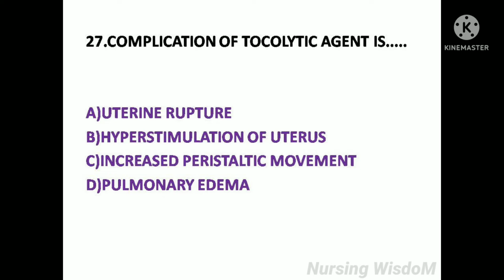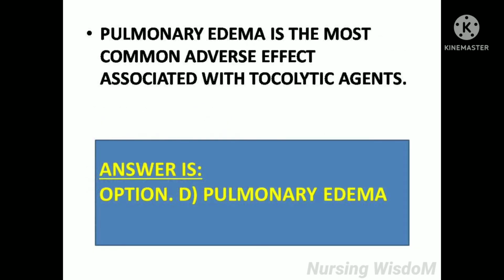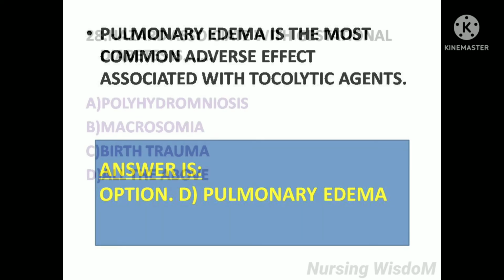Complication of tocolytic agent is option A uterine rupture, option B hyperstimulation of uterus, option C increased peristaltic movement, option D pulmonary edema. Pulmonary edema is the most common adverse effect associated with tocolytic agents. So here the answer is option D, pulmonary edema.